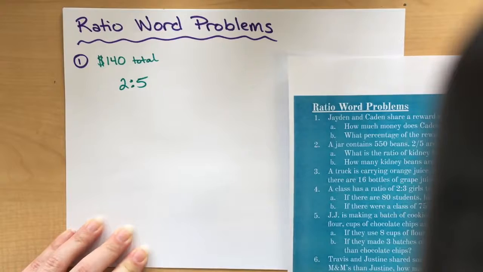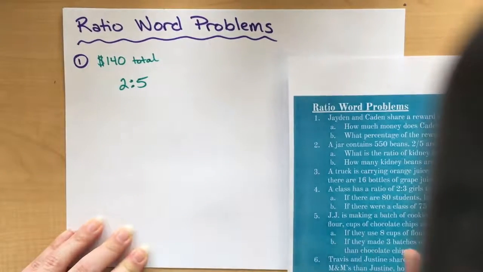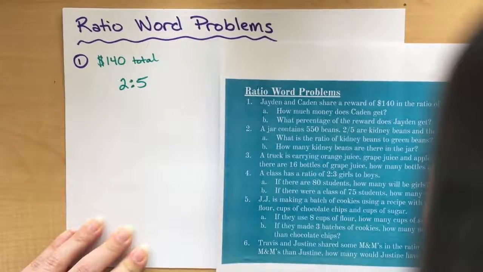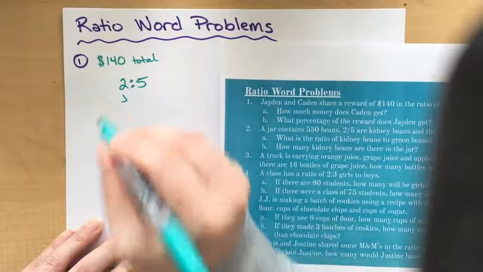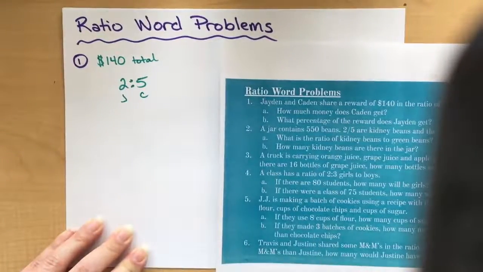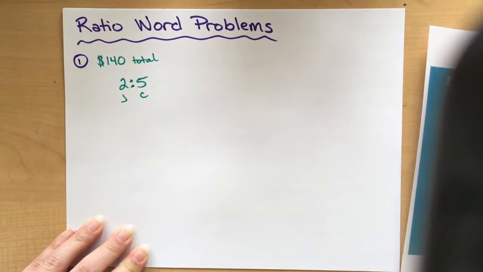Okay. So again, I'm going to label these ratios so I know what each one represents. And anytime that you have a ratio and you're given names, it just follows the order of the names. So the 2 goes with the first name, that's Jaden, and the 5 goes with the second name, that's Caden. I'm just going to represent them with J and C. Okay, so how much of the money does Caden get?